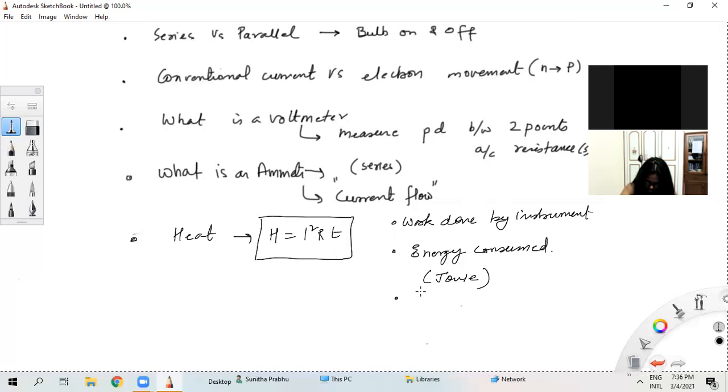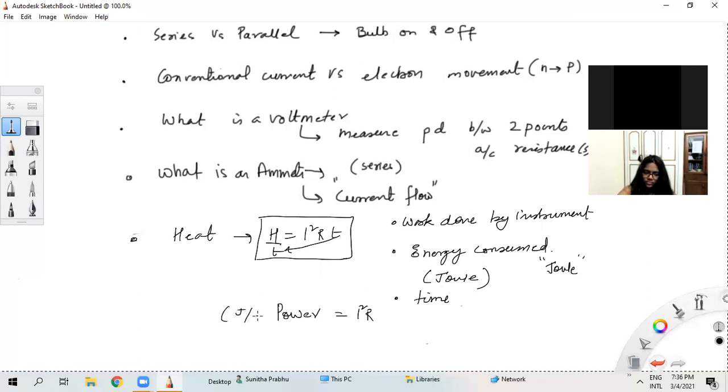They are dependent on the time for which the current was passing through them, half an hour, 1 hour, 2 hours, isn't it? And it is in joules. Whereas power is nothing but H divided by T, that means power is nothing but I square R. So H is joules divided by T in seconds. Power is joules per second. Joules per second is also called watt.